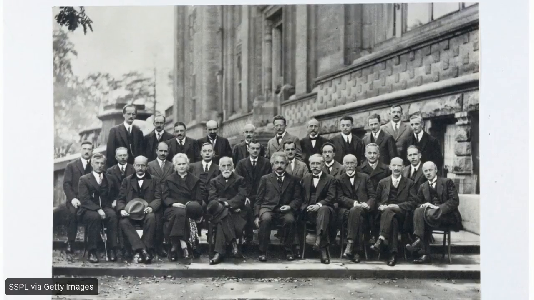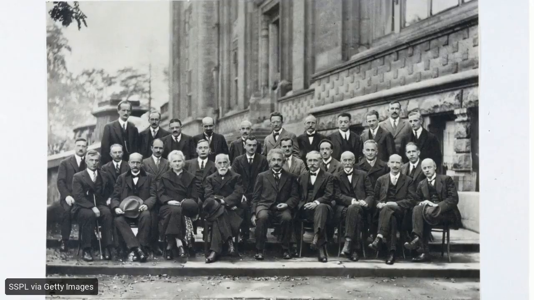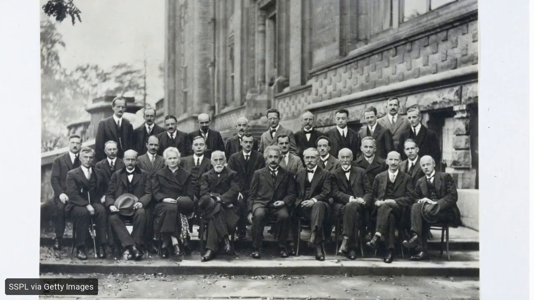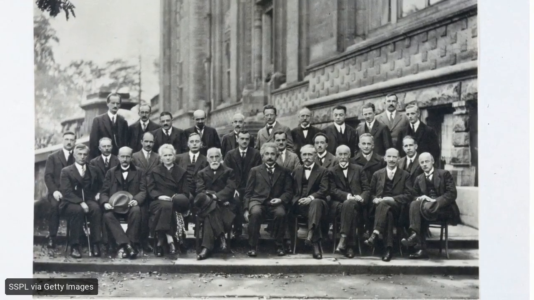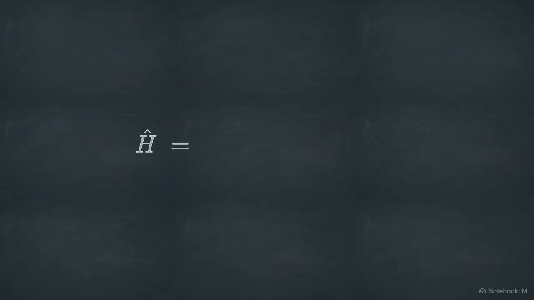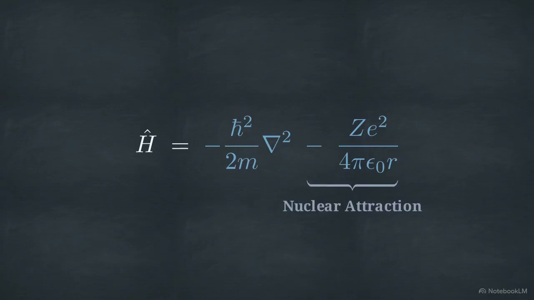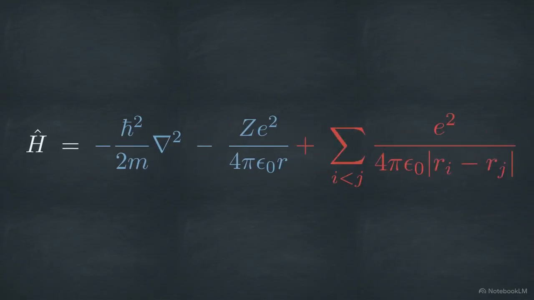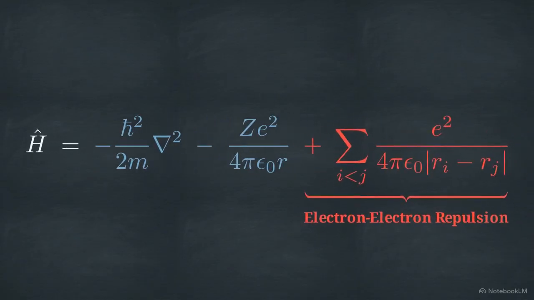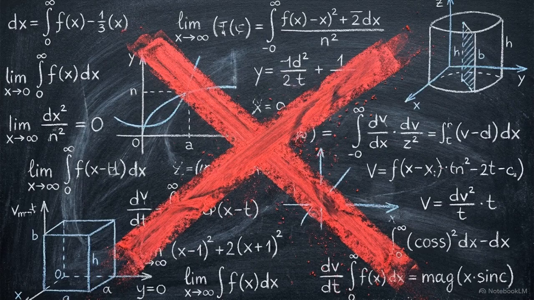The leap from the single electron of hydrogen to the 2 electrons of helium was where the exact math of early 20th century physics failed. This equation, the Hamiltonian, accounts for 2 forces in a single electron atom: the electron's kinetic energy and its attraction to the nucleus. Complexity arrives with multiple electrons, as every electron begins repelling every other electron. Because these repulsion forces depend on the shifting positions of all electrons simultaneously, the equation becomes analytically unsolvable.